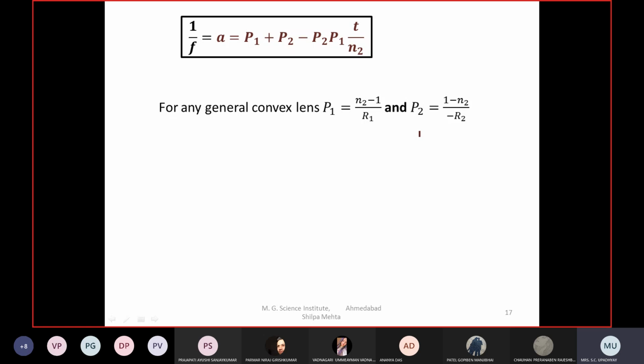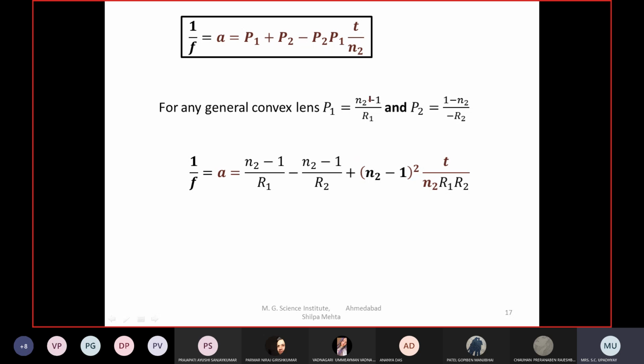For any general lens, now it is not a biconvex lens, but a simple convex lens. So P1 is equal to n2 minus 1 upon R1 and P2 is equal to 1 minus n2 upon minus R2. Then we have 1 upon f equal to P1 plus P2 minus P1 P2 t upon n2. P1 equal to n2 minus 1 upon R1, P2 equal to n2 minus 1 upon R2 negative. And then P1 P2 is n2 minus 1 whole square t upon n2 R1 R2.